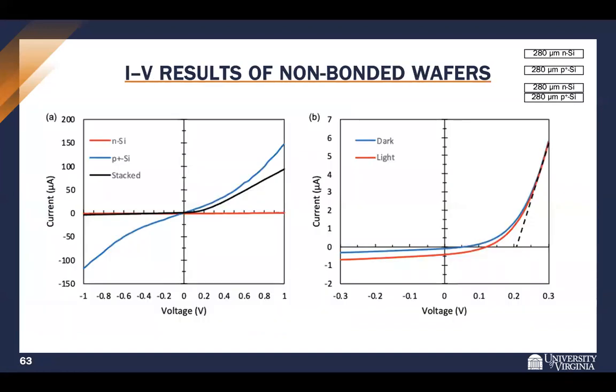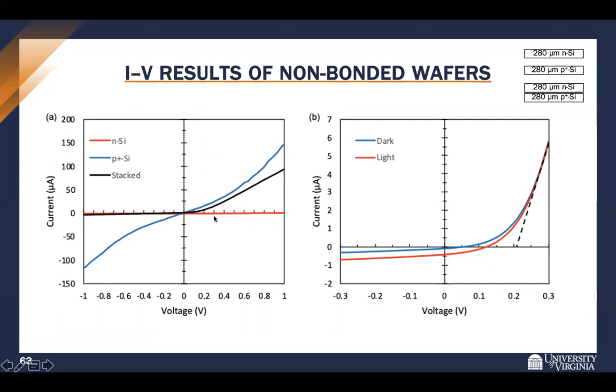Quickly, some IV results of just the non-bonded wafers. If you just take the N wafer and measure the IV from front to back, it's relatively resistive because it's got a low doping concentration. If you look at the P plus wafer, it's got a more conductive profile because of its high doping content. And if you just stack the two wafers on top of each other without doing any bonding, you can measure diode performance, but it's more of a Schottky diode due to its low knee voltage.